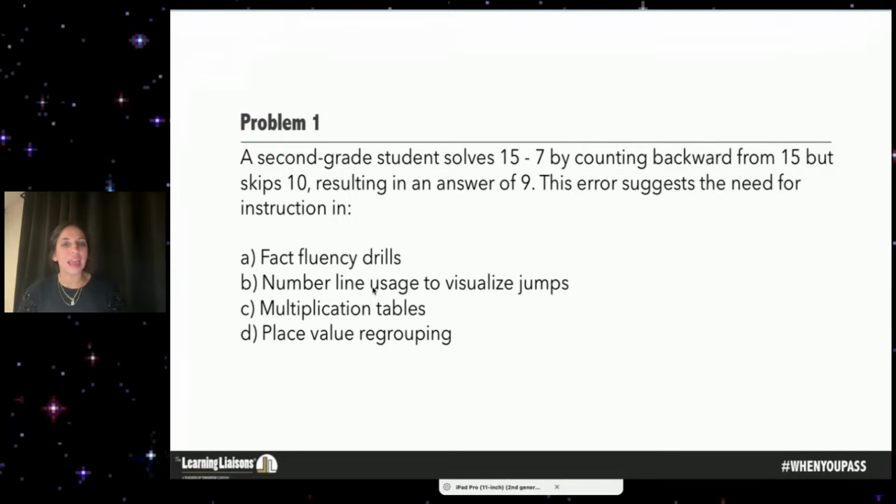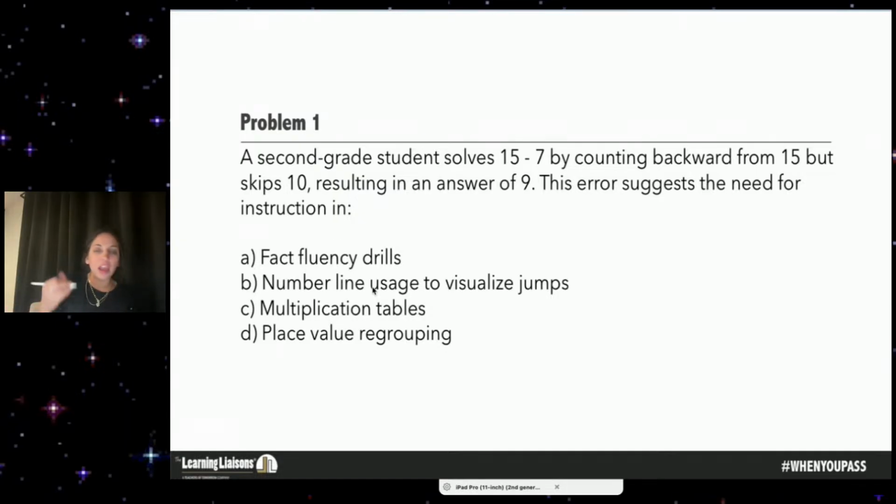So when we look at this, a second grade student solves 15 minus 7 by counting backward from 15. And so they start at 15 and then they count backward, 14, 13, 12, 11, and they skip 10, resulting in an error of 9. So this might be something that they are counting backwards orally. This might be something that they're counting backwards with counters, but they're going 15, 14, 13, 12, 11, skip 10, 9, and they result in an answer of 9. What do they need instruction in?